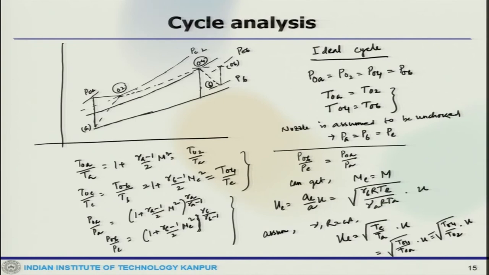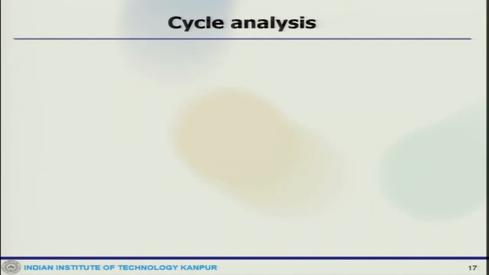Then in the combustor, there would be a little bit of pressure loss because the combustion efficiency may not be 100%, and in the nozzle, there would be losses. So, what would happen is that when we look at the real cycle, we now have different pressure ratios, or stagnation pressure ratios. Let us say in the diffuser you have R D, which is a pressure ratio called P naught 2 by P naught A.